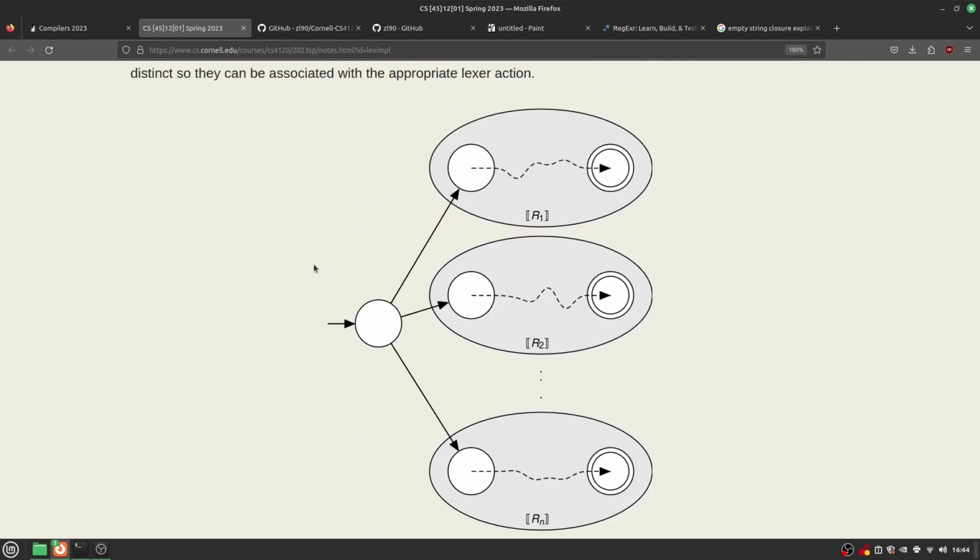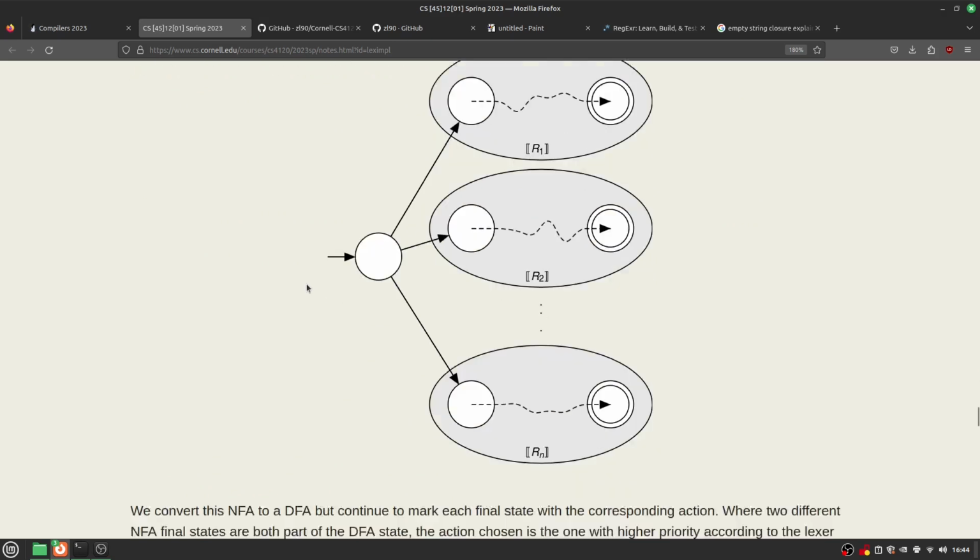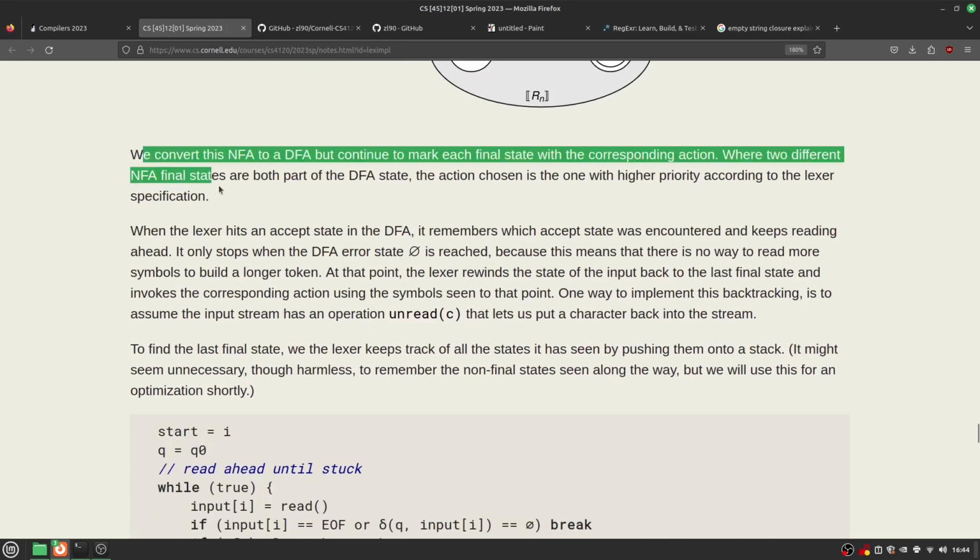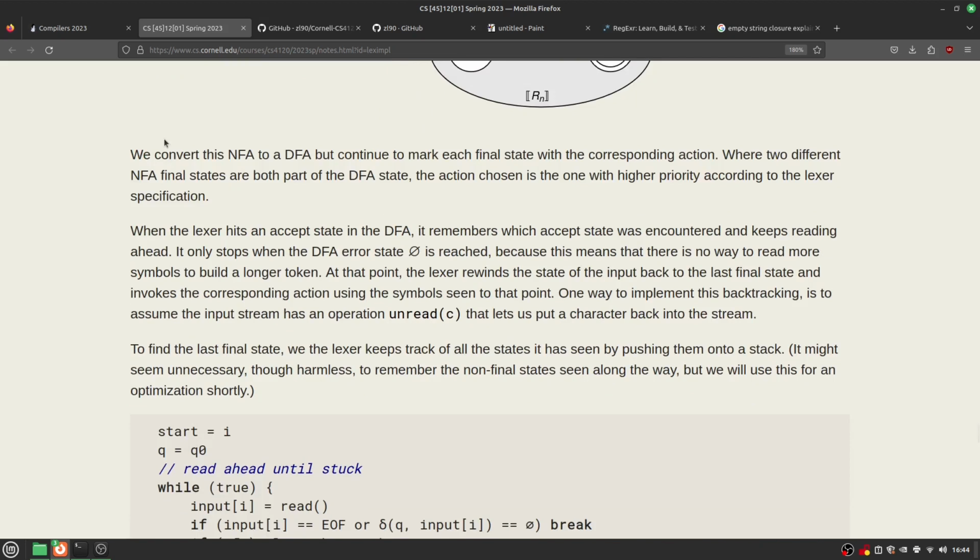Okay. Makes sense? We convert this NFA to a DFA but continue to mark each final state with the corresponding action. Wait.